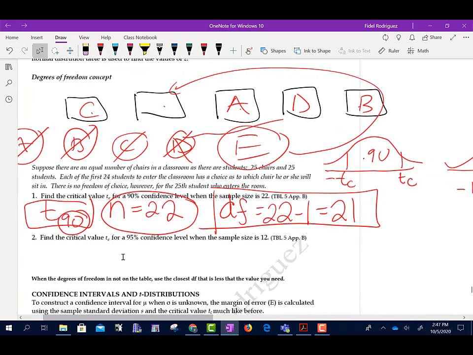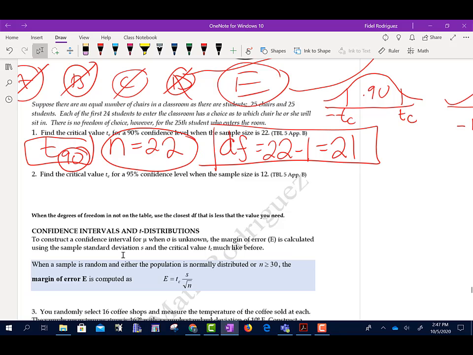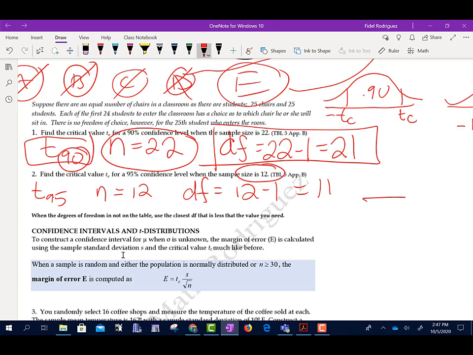So number 2, it says find the critical value TC for a 95% confidence interval when the sample size is 12. So I'm going to look for my T at 95% confidence. My sample size I know is 12. That means my degrees of freedom is going to be 12 minus 1. It's always going to be the sample size minus 1, which will be 11. So 0.95. I'm going to look for the 95% confidence level with a degrees of freedom of 11.